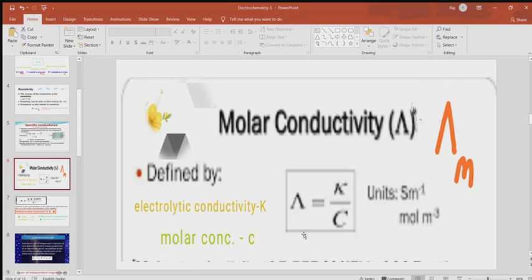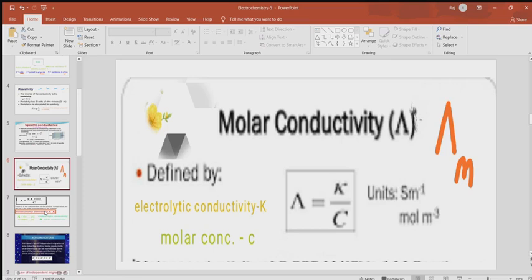Electrolytic conductivity, denoted by K, has the SI unit Siemens per meter. Molar concentration, denoted by C, has the SI unit mole per meter cube. And molar conductivity lambda has the SI unit ohm per centimeter square per mole. This is the SI unit.